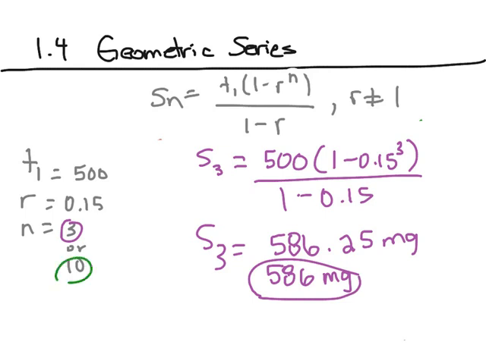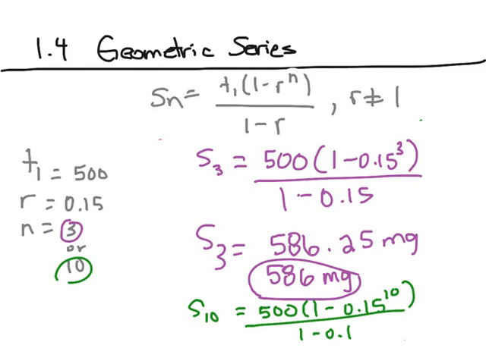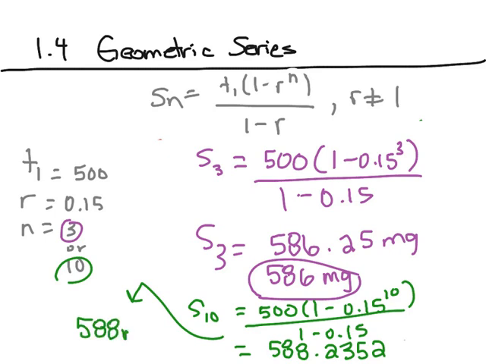When you take the 10th tablet, it'll be 500, bracket 1 minus 0.15 to the power of 10, divided by 1 minus 0.15, and you should get 588.2352. So when you take the 10th tablet, there will be 588 milligrams of the antibiotic in your body.